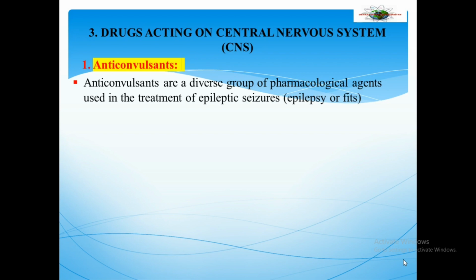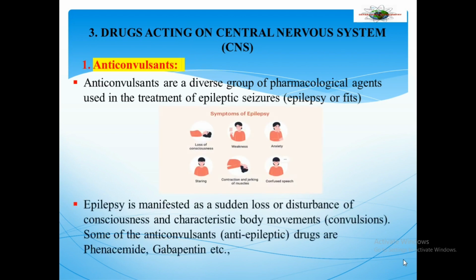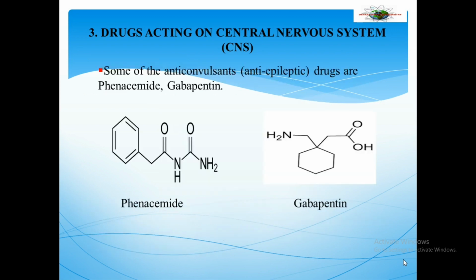Anticonvulsants are a diverse group of pharmacological agents used in the treatment of epileptic seizures. Generally, we call it epilepsy or fits. These are the symptoms of epilepsy. Epilepsy is manifested as a sudden loss or disturbance of consciousness and characteristic body movements. These characteristic body movements are called convulsions. Some of the anticonvulsant drugs are phenacemide and gabapentin. These are the structures of phenacemide and gabapentin.